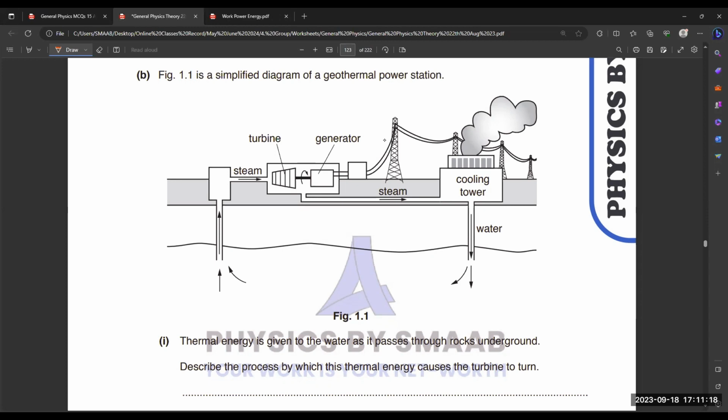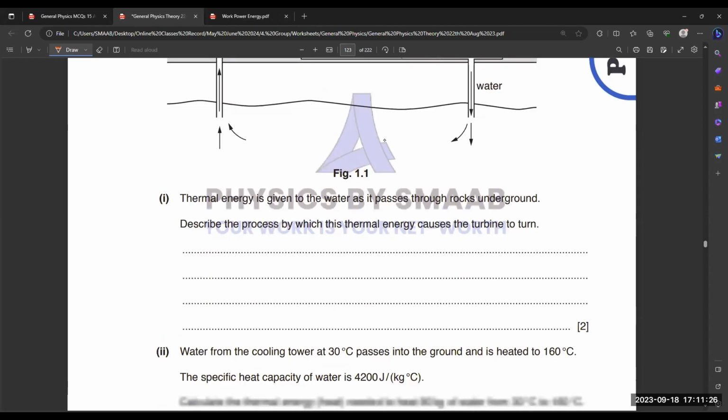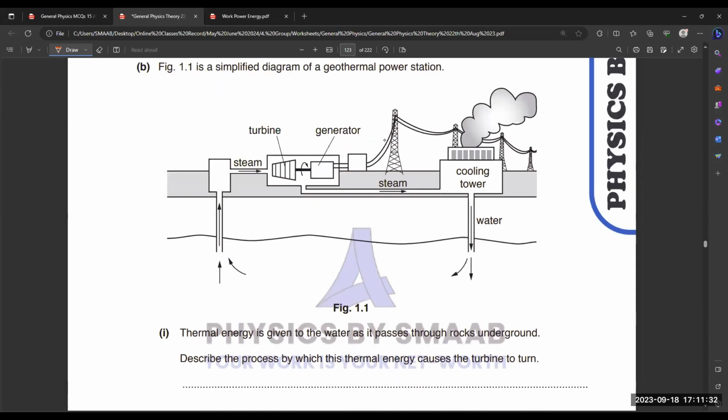So they are using energy from the soil and asking us to describe the process by which this thermal energy causes the turbine to run. The question is for 2 marks only. So you may just take the reference from the diagram first, to see what the features and components installed in the mechanism are, and then answer this question. The question is for only 2 marks, so you need to explain two valid points that will support your answer.